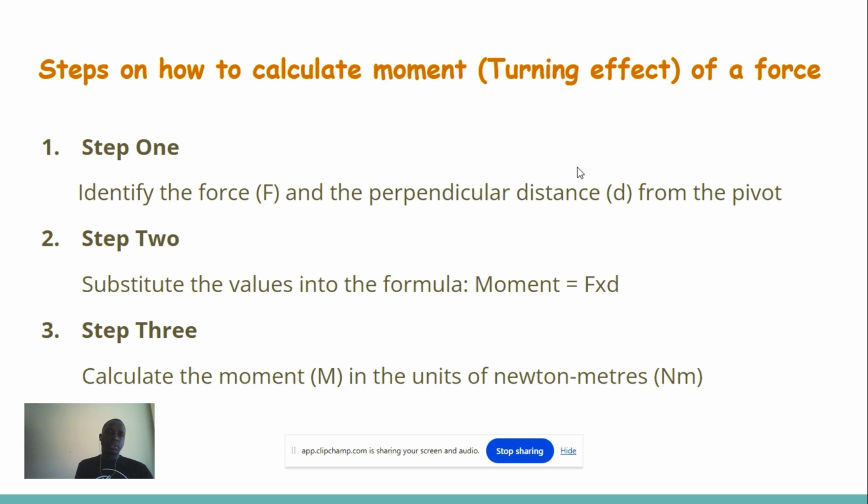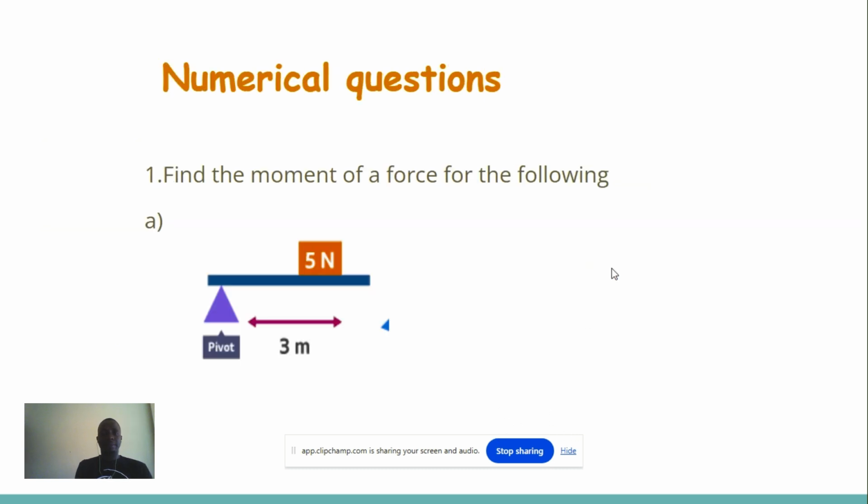So after looking at those few examples, we can hint about how we can calculate moments, and we are going to be following 3 steps. You identify the force and the perpendicular distance from the pivot. You substitute the values in this formula. Moment is equal to force times distance, and then you calculate the moment M, and the units will be Newton meters. Now, sometimes they might give you the moment, they ask you the force. You just need to identify what you have been given. You substitute what you have been given in the formula, and then you get the answer finally.